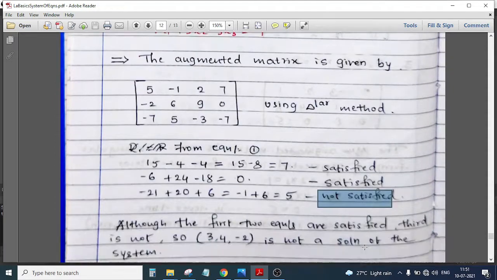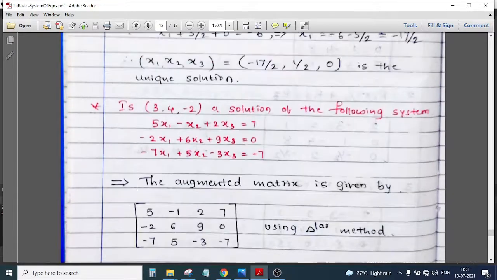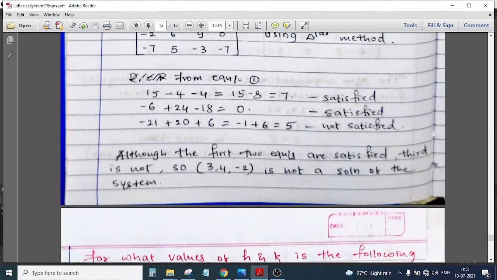So that means what now? What should be the answer now? Even though our first two equations are satisfied, the last equation is not satisfied. So therefore 3, 4 and minus 2 is not a solution for this system. Remember friends, we are speaking of system and not a single equation. A system is what now? A set of linear equations. So therefore it is not a solution for the system.